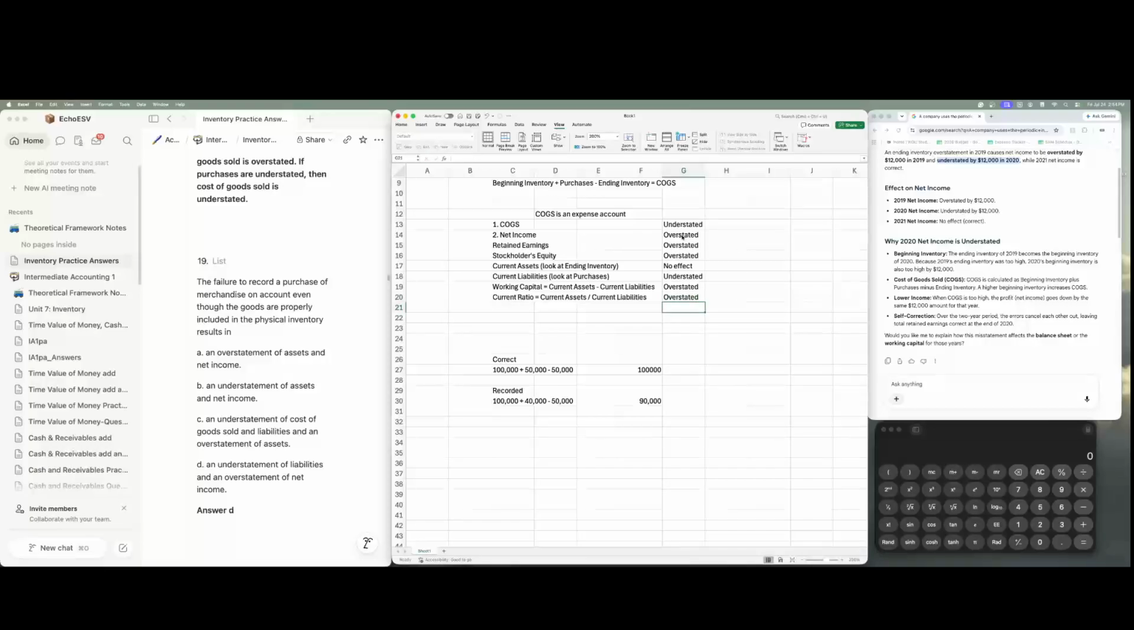As well as the current ratio. So the failure would be an overstatement of assets. No, there would be no effect on the assets. Understatement of assets, no. The understatement of cost of goods sold. Well, yeah, and liabilities. Liabilities would also be understated. And an overstatement of assets, no, because it would not be overstated. An understatement of liabilities, yes, an overstatement of net income.